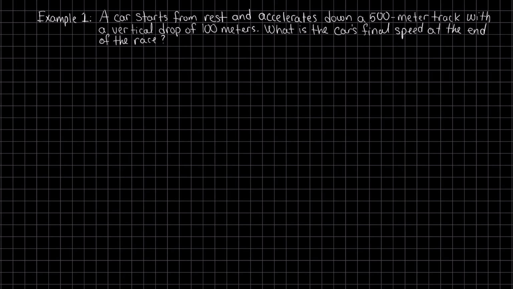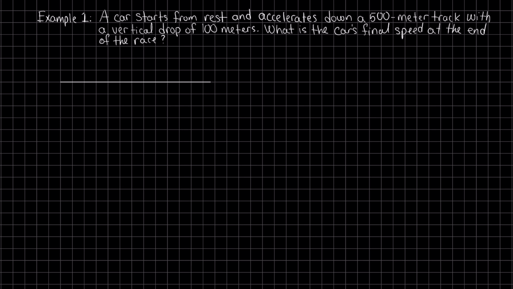So the question reads, a car starts from rest and accelerates down a 500-meter track with a vertical drop of 100 meters. What is the car's final speed at the end of the race? Well, I can draw out the scenario to help me understand what's going on. So I know we are going down a 500-meter track. So that could maybe look like this.